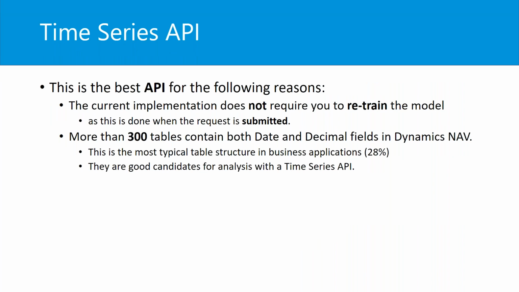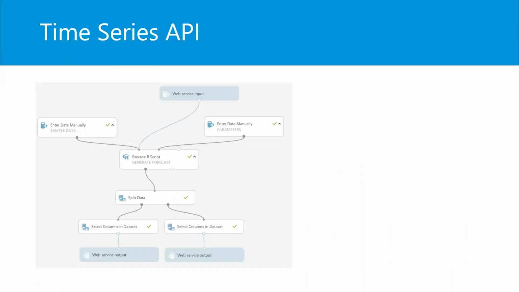Now, what can we use this API for? Well, the advantage is we don't need to retrain our model. Everything happens when we submit data. And there are about 300 tables in our application that contain date and decimal fields, and these are the interesting tables we can use for this API, for time series predictions.